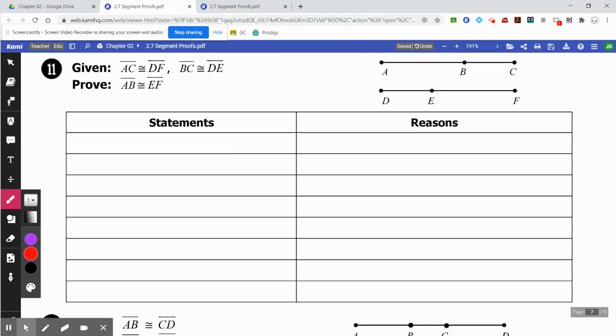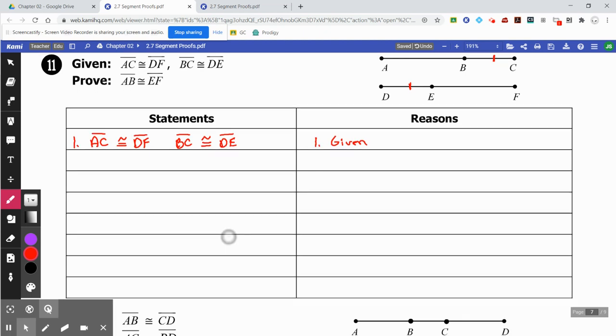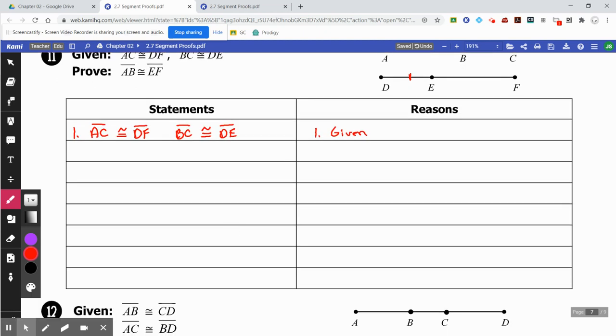Number 11. We're given that AC and DF, which are the whole line segments, are congruent to each other. We're also given that BC, which is this part, is congruent to DE. So let's write down what we're given in our first step. Since we're dealing with congruence here, let's switch those over to equalities, because most of our theorems, postulates, and definitions involve equality.